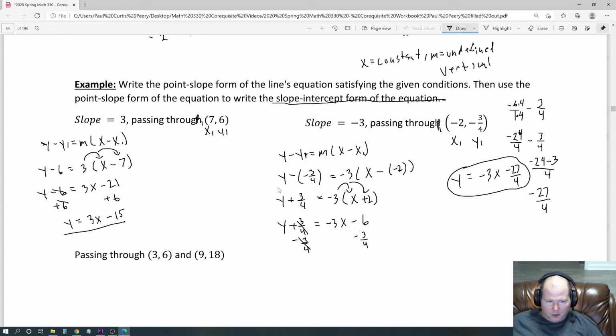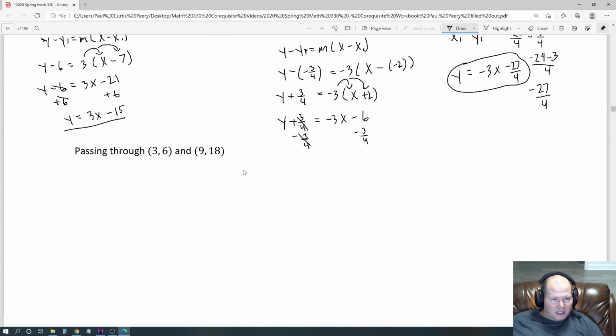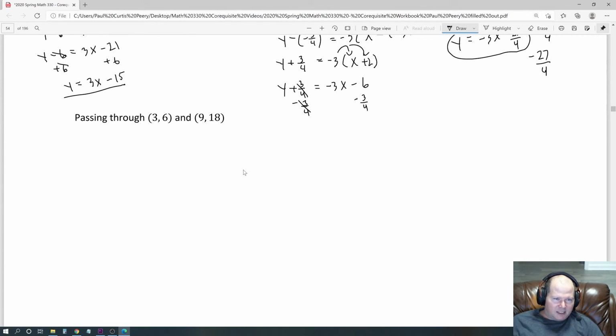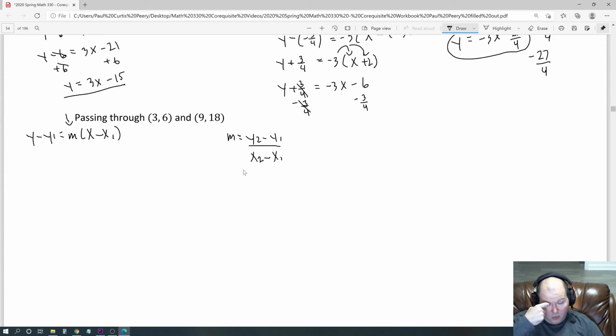And there you go. Okay, the last one they want us to do is they want us to do it passing through these 2 points. So we still need y minus y1 is equal to m multiplied by x minus x1, but we don't have the slope. Well, luckily we have another formula to find the slope, and that is m is equal to y2 minus y1 over x2 minus x1. So this is the formula to find a slope given 2 points.